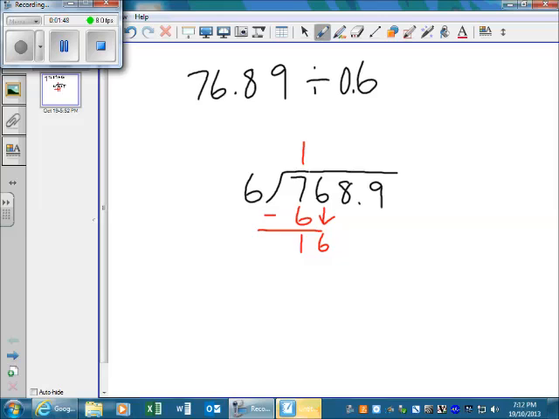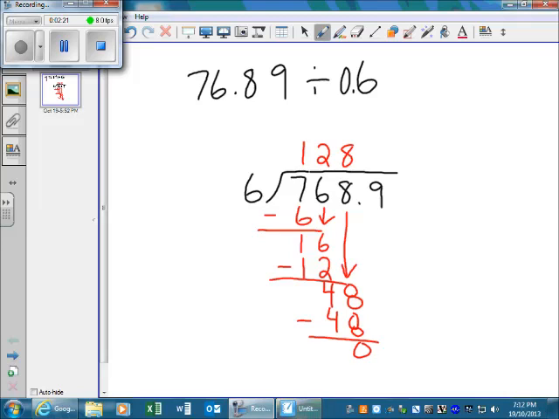How many times will 6 go into 16? It will go 2 complete times. 2 times 6 is 12. 16 take away 12 leaves us with 4. Bring down our 8. That gives us 48. How many times will 6 go into 48? It goes in 8 times. 8 times 6 is 48. Bang on. So we do our subtraction, and that gives us 0.